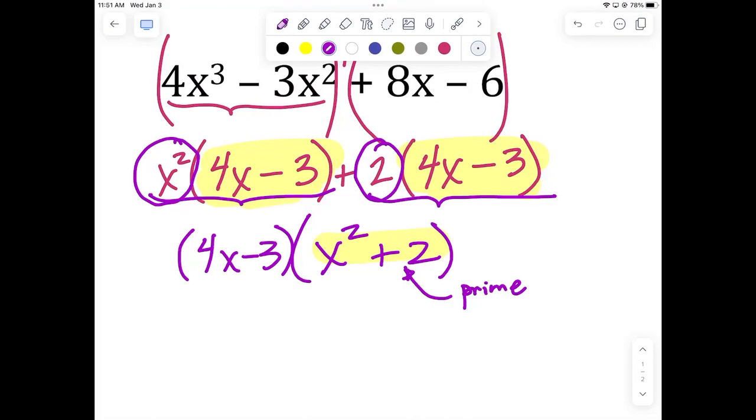Now, if that were x squared minus 4, or even x squared minus 2, you could still factor it as x minus the square root of 2, x plus the square root of 2. It would factor into two conjugate pairs. Because it's the sum of two squares, he's prime. And so there's your whole factorization.